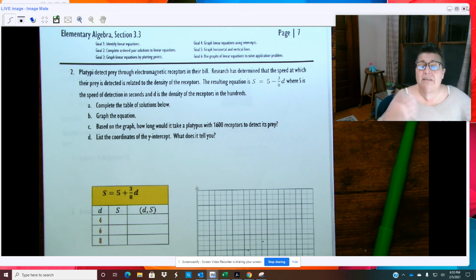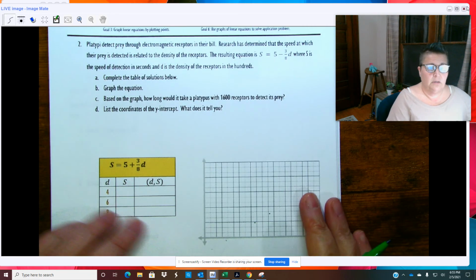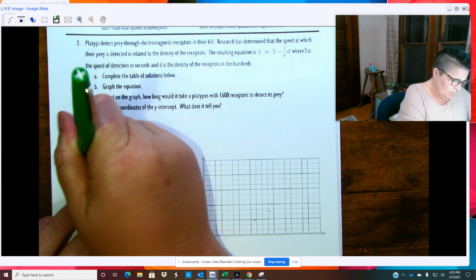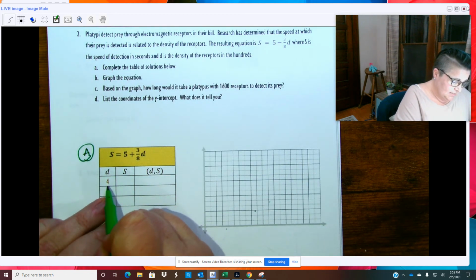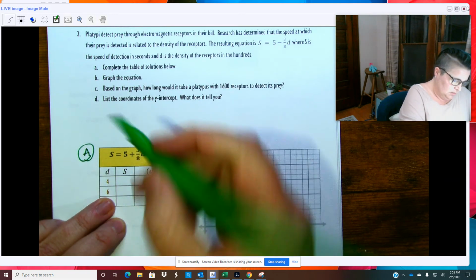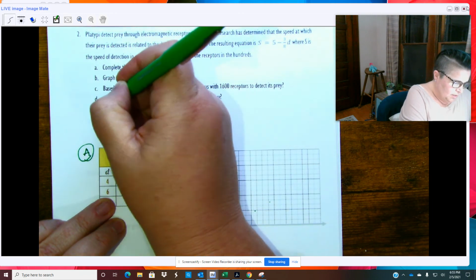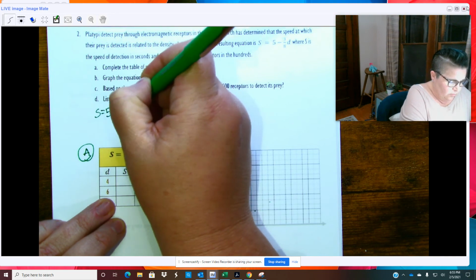Okay. So I've given the equation. Oh, good. I gave the linear equation. S is equal to 5 minus 3/8 d, where S is the speed in seconds and D is the density of the receptors. Great. Okay, complete the table of solutions below. All right, so part A is to complete this table. Okay. So D is the density. So that's 4, but we really mean 400 receptors. Then the speed. So for D equals 4, S would be 5 minus 3/8 of 4.